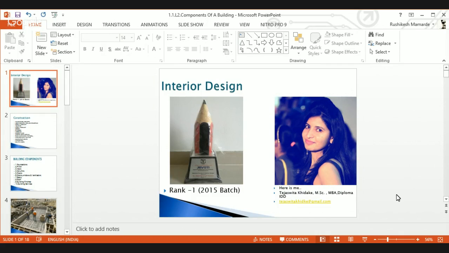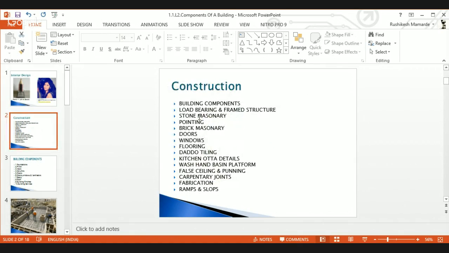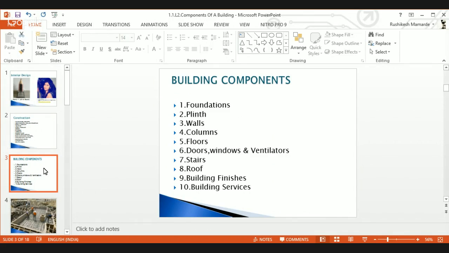So we'll move forward. Today we are discussing the topic construction, where we have already done the introduction of construction. Now moving forward, the first topic under construction that we are going to cover is building components. So what are the building components basically? If you think about any building, you can imagine there are different components. After all those components combine together, you form a building, right? Those components are nothing but the building components.